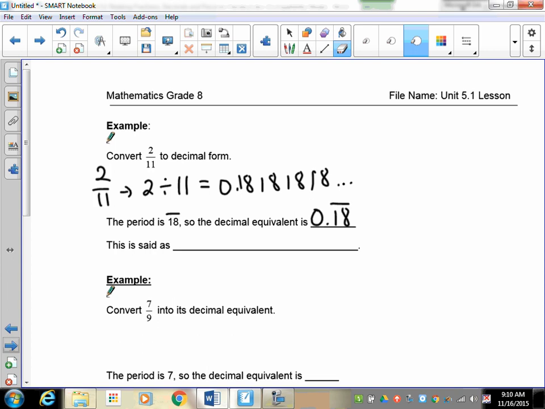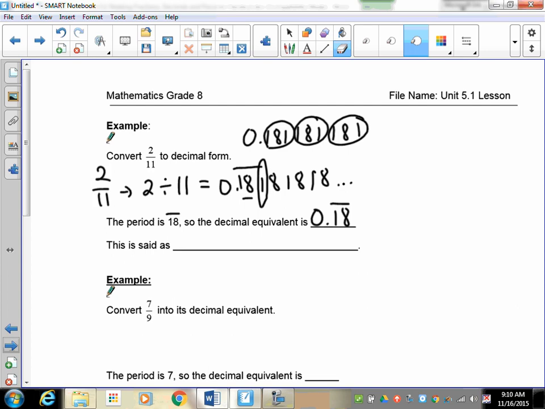Now I want to give you a little bit of a caution here. Don't be sloppy when you're putting the bar up. If you put a bar meaning to cover only the 18, but it includes the 1, what you're actually writing is this. Because you're saying that the 181 is the period that repeats. So be careful. It only goes over the digits that you want to repeat.